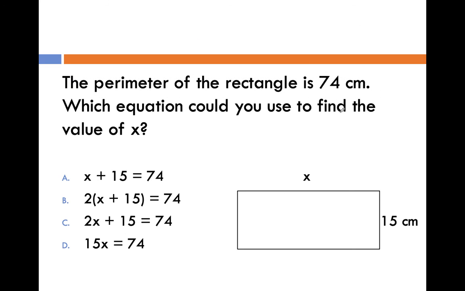Okay, and I think this is our last example. The perimeter of a rectangle is 74 centimeters. Which equation could you use to find the value of x? Remember, perimeter is when you add up all the sides. So if the length is x and the width is 15, you need to add up all of the sides to equal 74. So there's 2 x's and 2 15s, which means that your correct answer there would be B. A does not work because that's only one length and one width. C does not work because that's 2 lengths but only 1 width. And D is area, length times width, which is not what we're looking for.